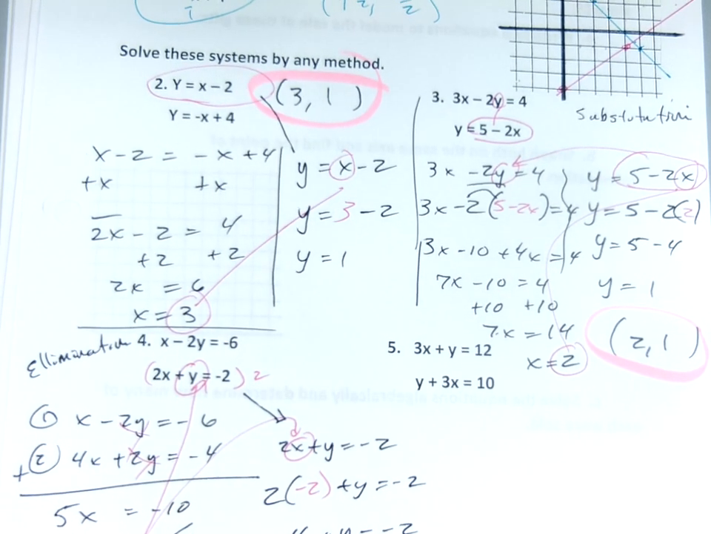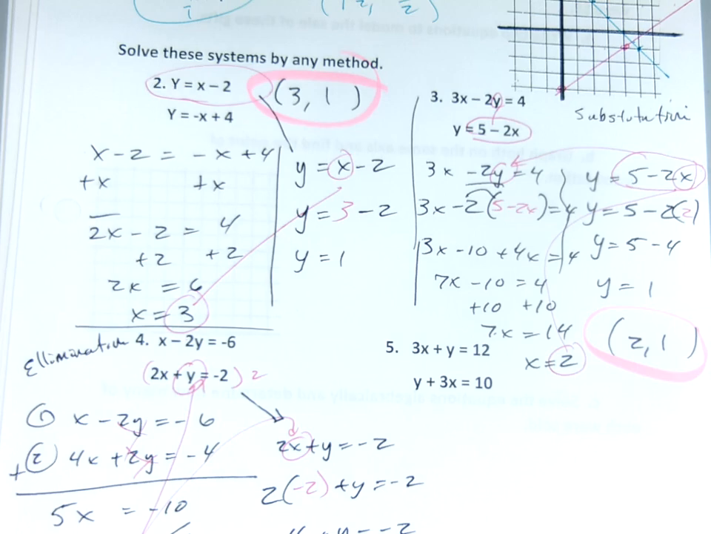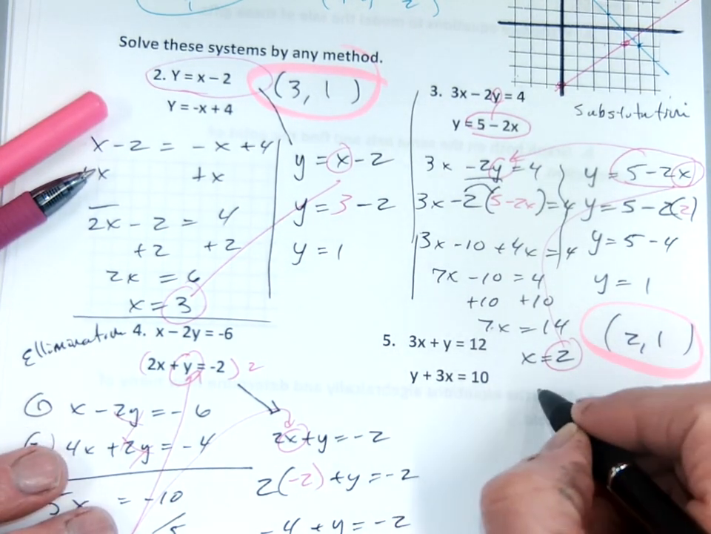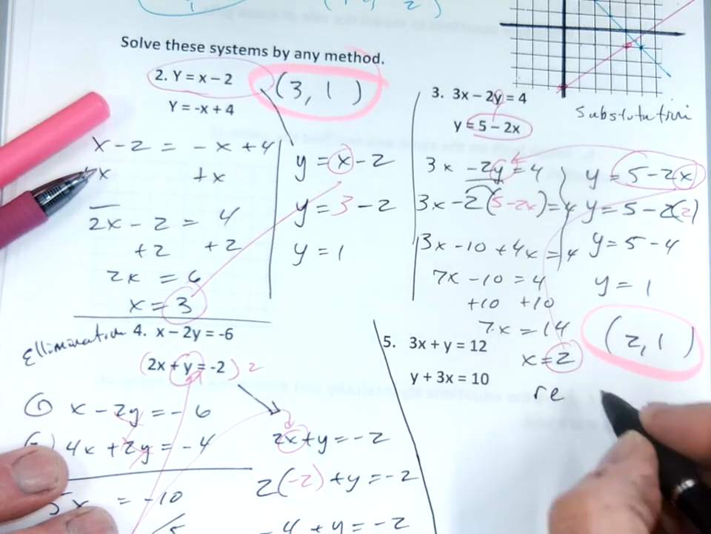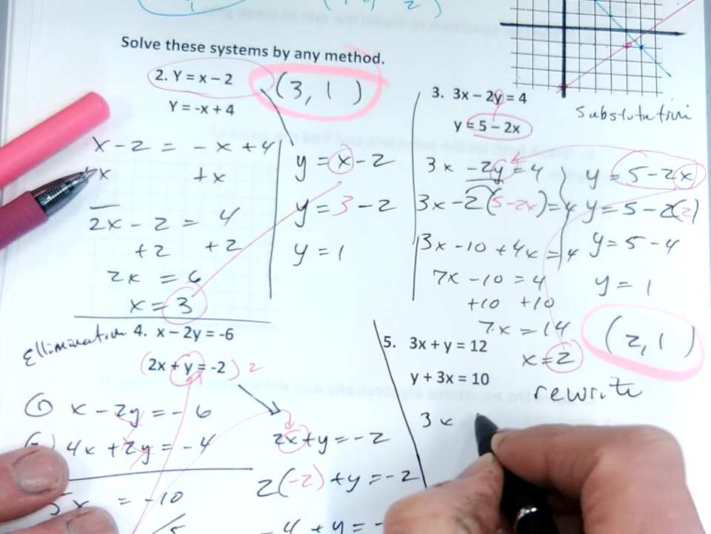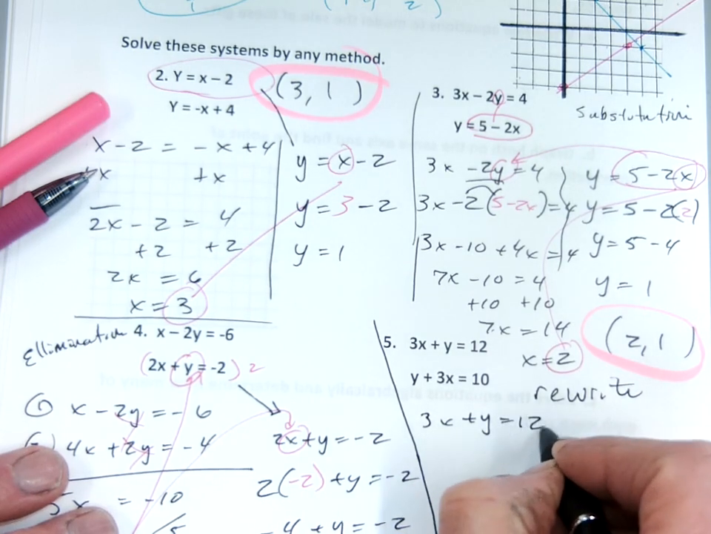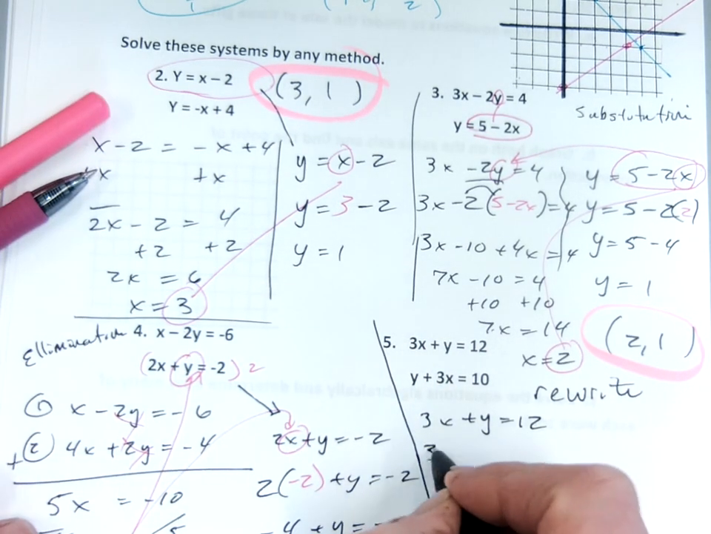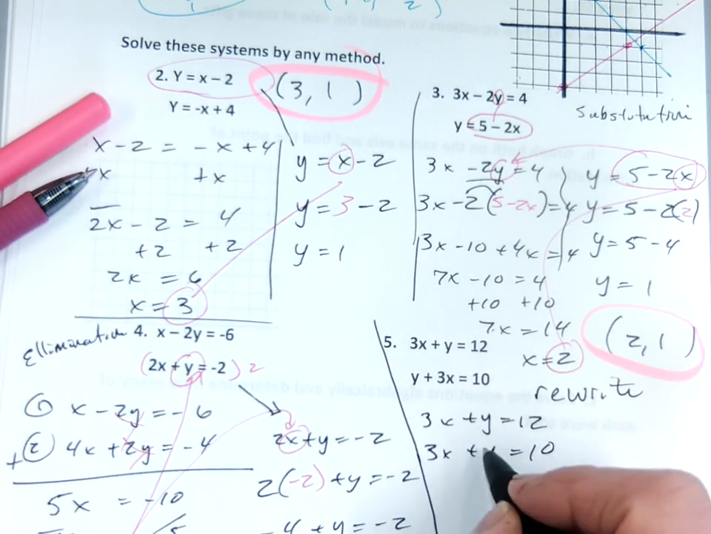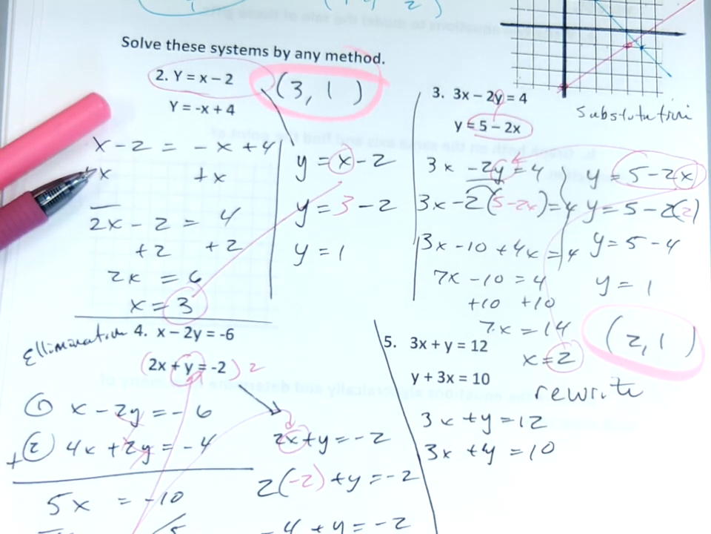Okay, all right, number 5. Well, first of all, they're backwards. I've got to rewrite them. So let's rewrite. I'll have 3x plus y equals 12, and I'll switch them around. I want the 3x plus y equals 10. Oh my, they look like almost the same equation, right?